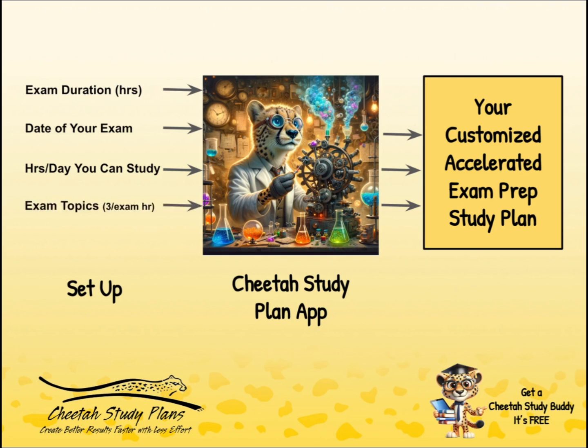And then the last one is exam topics. What is going to be on your exam? Now, the rule of thumb, because we've been doing this for 3 decades, is that there's 3 topics for every exam hour. So if in the Project Management Professional exam, there are 4 hours of an exam, so there are 12 exam topics. And with those topics, we need to know your proficiency level.